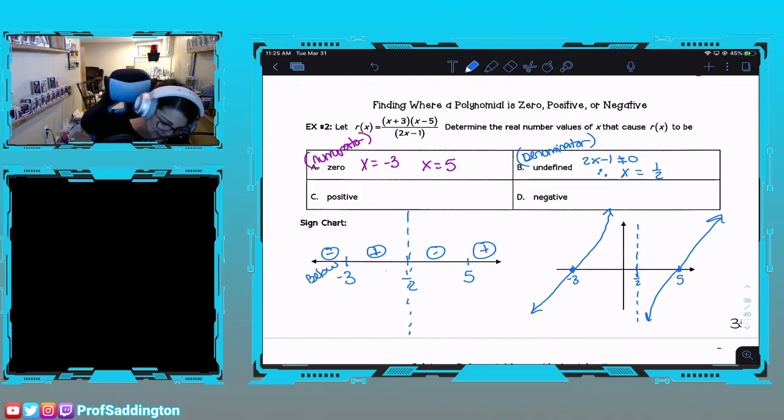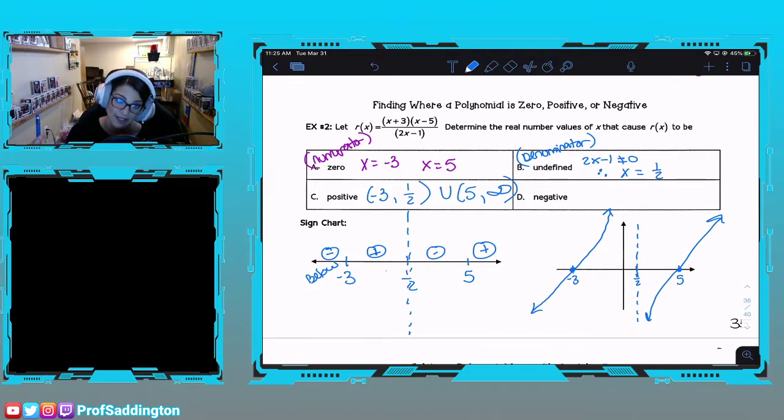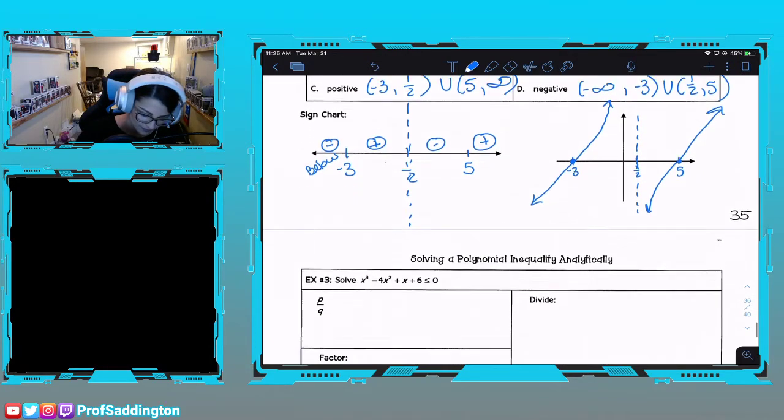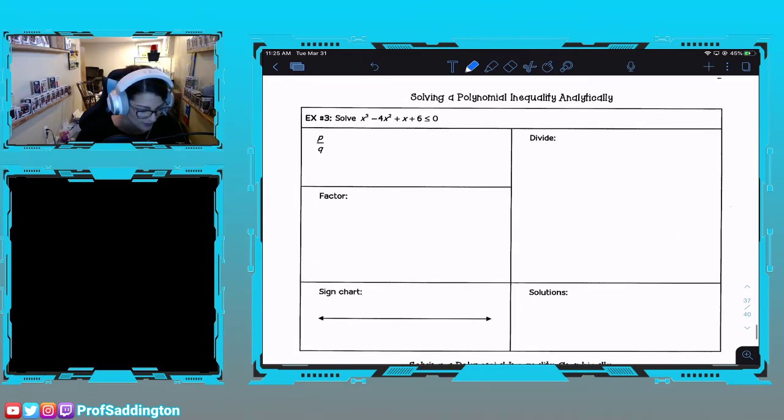So for positive, that's going to be between -3 and 1/2. And it's also going to be 5 to infinity. Now I'm doing parentheses because if I did brackets, that means I would be positive at -3, which is not true. We're at a 0 there. Okay. And then negative, we are -infinity to -3. And then also between 1/2 and 5. So nothing too earth-shattering there. Okay, so that's all some review.